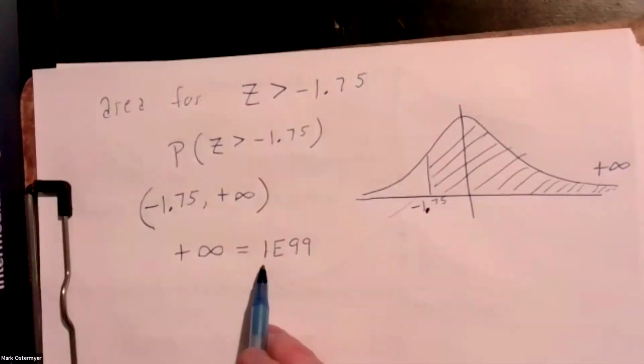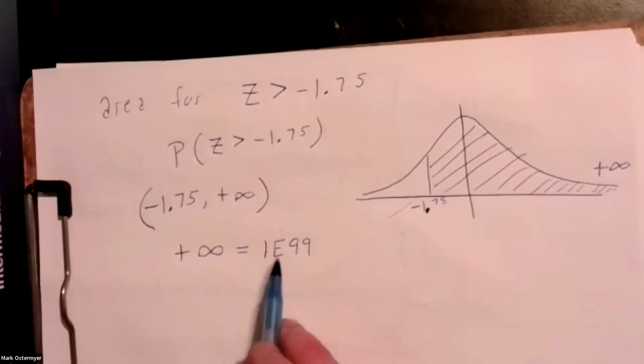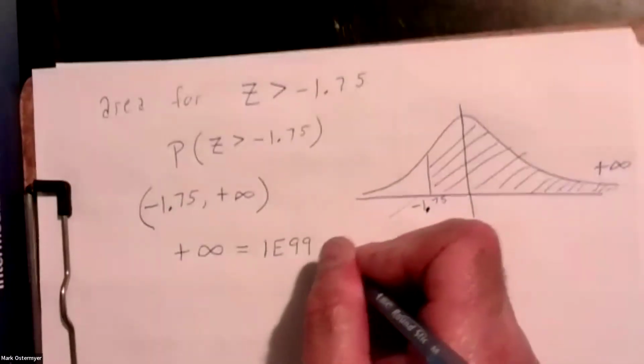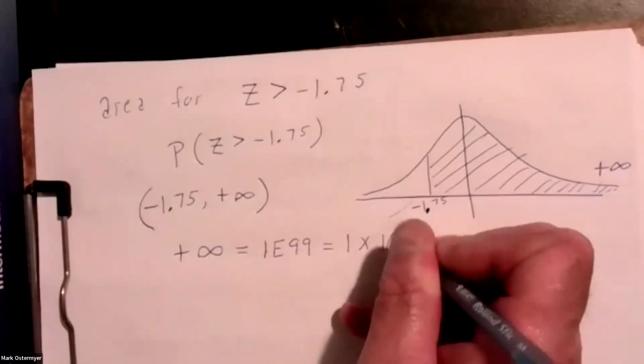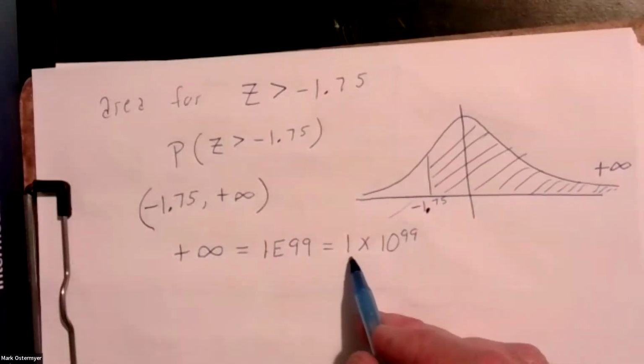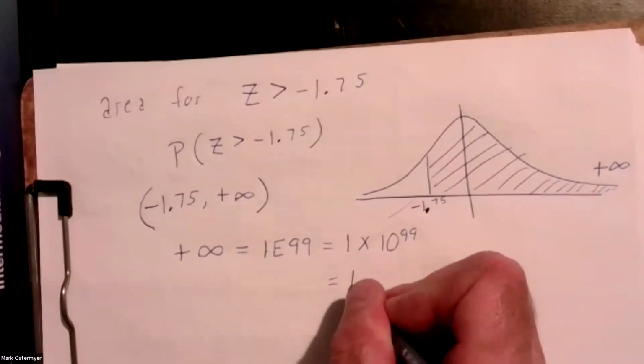What in the world is 1e99? E stands for exponent. 99 is the exponent. You know what this is equal to? This is equal to 1 times 10 to the 99th power, which means there's 99 zeros after the 1 here. Wake me up when I've listed 99 zeros.